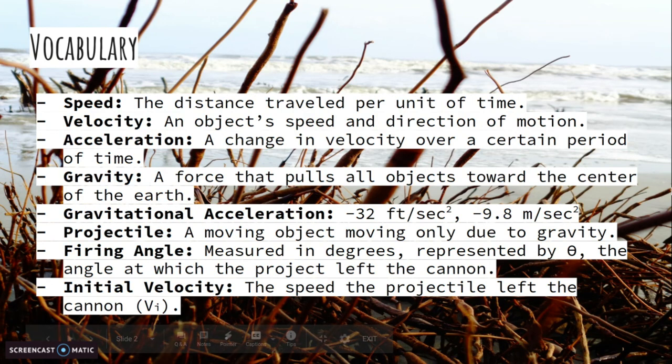And it's represented by lowercase theta, which is usually what an angle is represented with in math. Anyways, but remember that kind of looks like a 0, but that's theta. In some equations, they say 2 theta, and it looks like 20, but it's not 20, it's 2 theta. Initial velocity is the speed that the projectile left the cannon, and that's represented with v subscript i. So we're going to have to find a distance, a firing angle, or initial velocity in the problems that we're going to do.